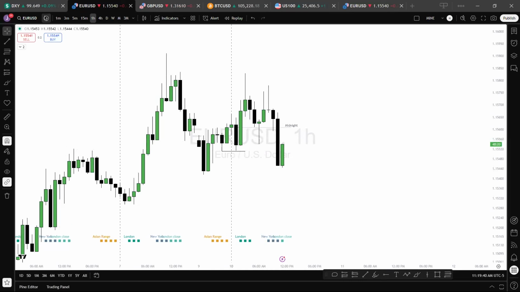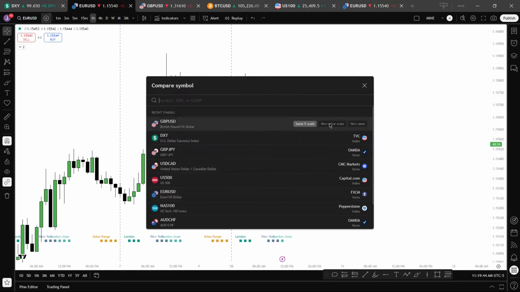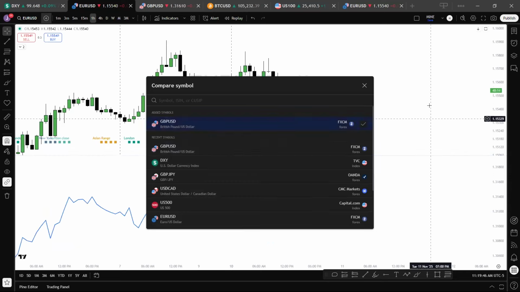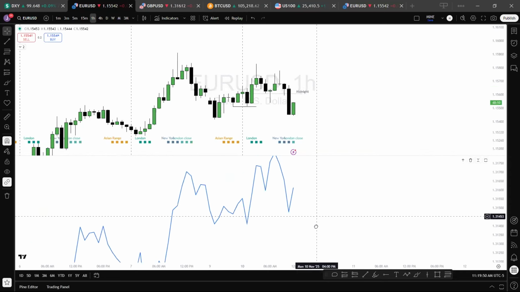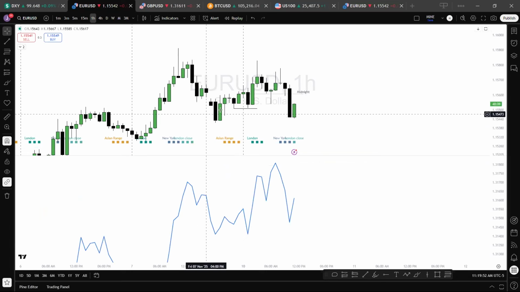Another way you could also know is you come here, you click on this tool, this plus sign, and then you click on new plane. You'll be able to compare two assets that are correlated. So you can see that there is divergence. Euro failed to make a lower low, but British pound made a lower low. So we consider this a sweep of liquidity.